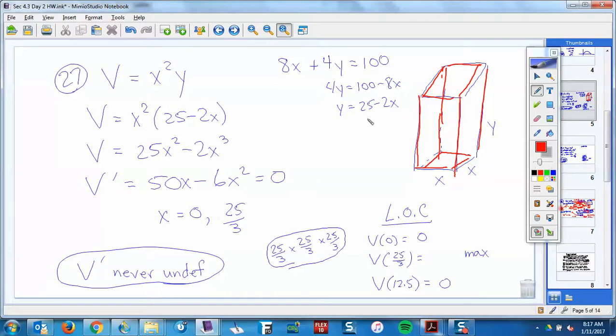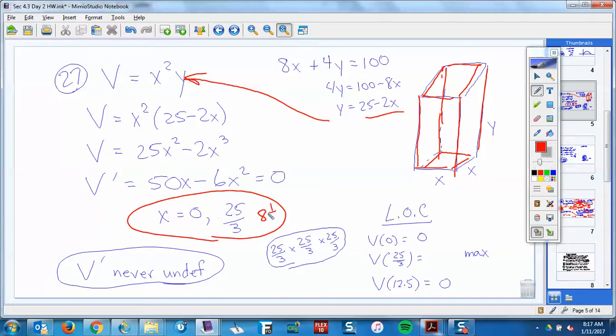So you solve for y, plug it in there, and there's your V. Do your derivative, set it equal to 0, and I get those numbers there, 8 1/3, 25 thirds, whatever. That derivative is never undefined. For my endpoints, the smallest x can be is 0, and the biggest it can be is if you don't use y at all. If you use all your wire for x, that'd be 100 divided by 8, which is 12.5.